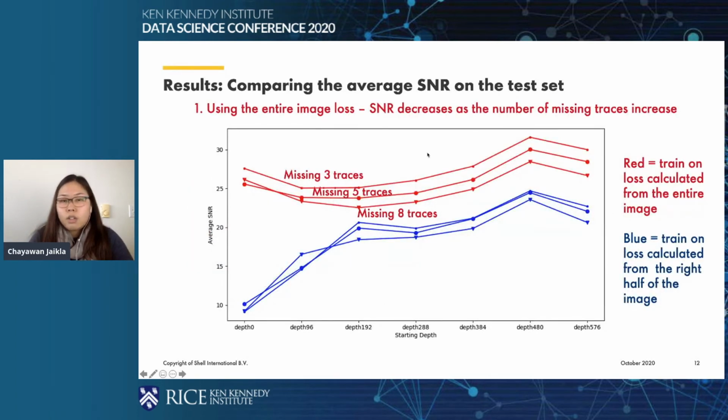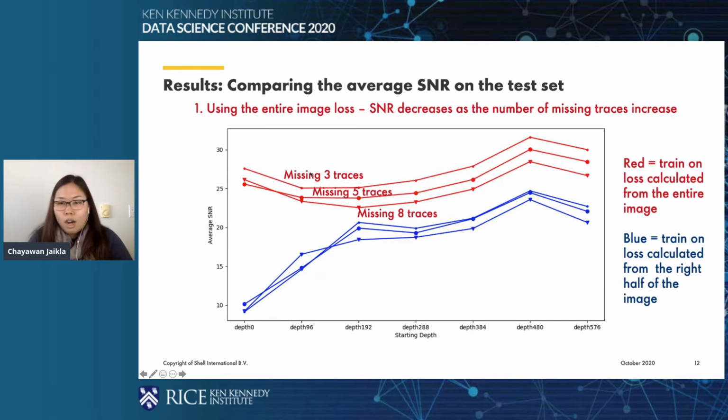And this is the result on the test set. The y-axis here shows the average signal to noise ratio, or SNR, and the x-axis represents images from different depths of the original seismic image. The shallower depths are on the left and the deeper ones are to the right. The red curve is the result from case 1, calculating the loss function by using the entire image.